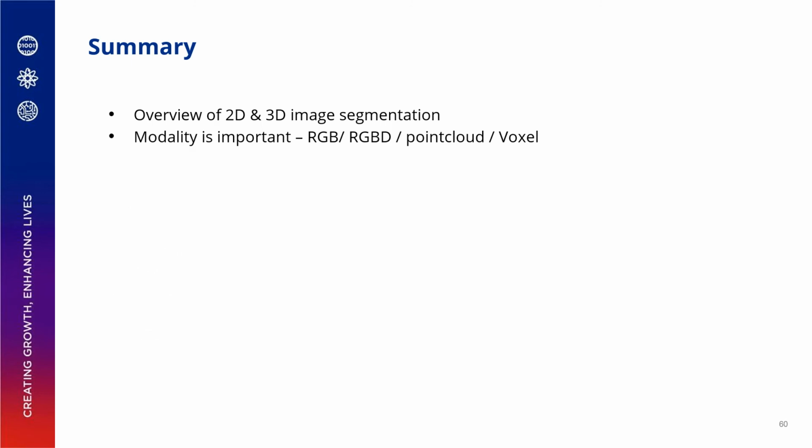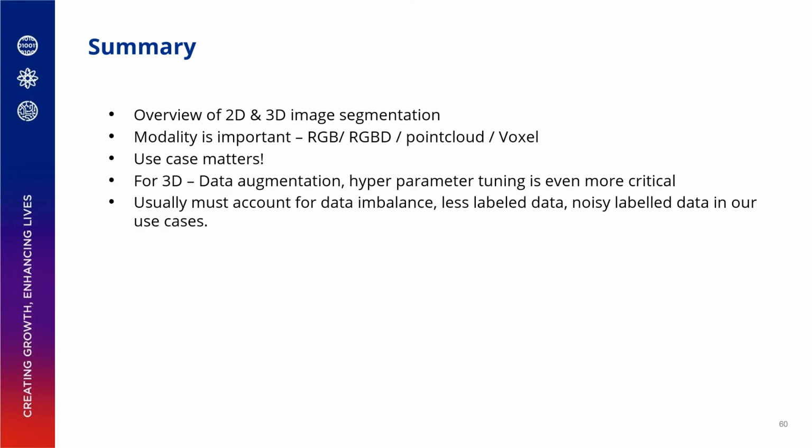So to overview, we basically talked about 2D and 3D segmentations. Modality is very important, whether you're looking at point cloud data, voxelized data, RGB or RGBD data. Use case definitely matters. For 3D, data augmentation and hyperparameter tuning are even more critical. And usually you have to account for data imbalance or especially noisy label data in 3D, along with having very little label data to work with.